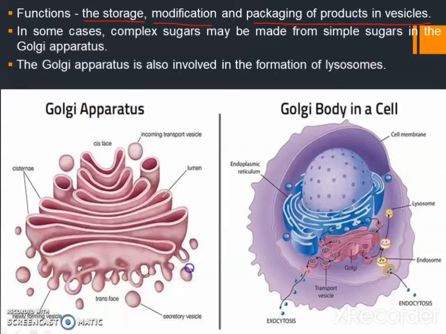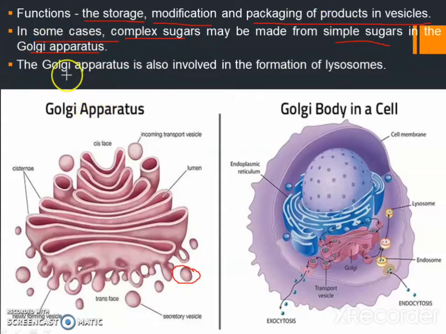We saw the small, rounded vesicles forming, right? They will pack their products in the vesicles. And in some cases, complex sugars may be made from simple sugars in the Golgi apparatus. So inside the Golgi apparatus, they also help in making complex sugars from simple sugars. This is not happening in all cells; it happens only in some cases.